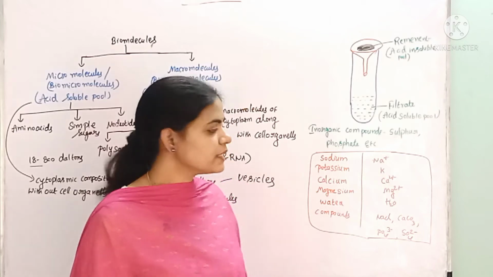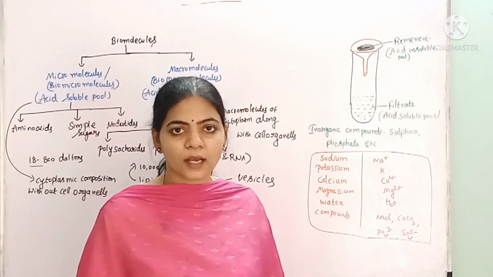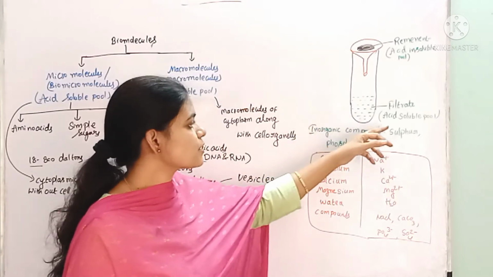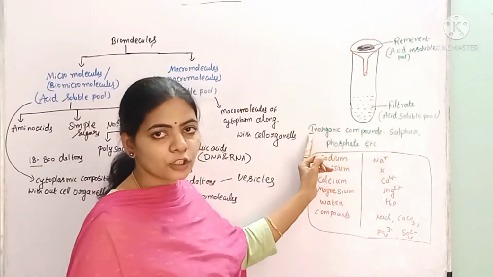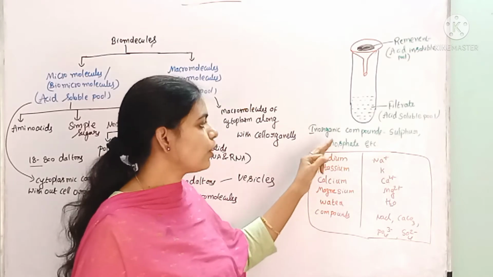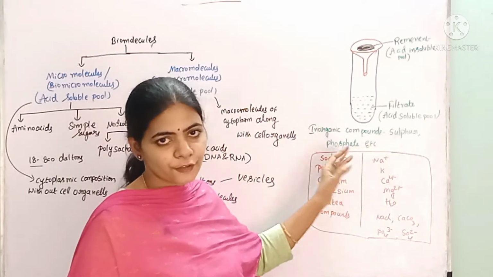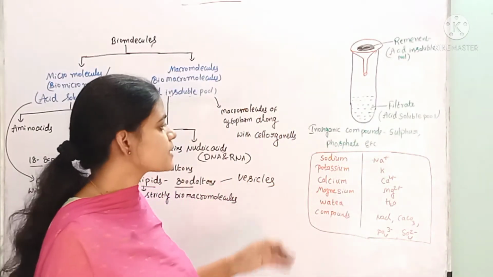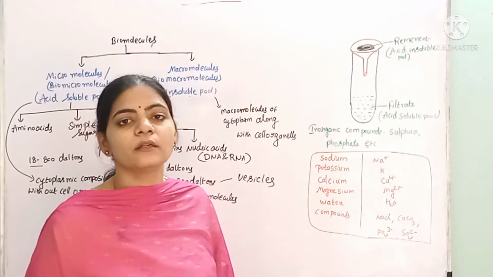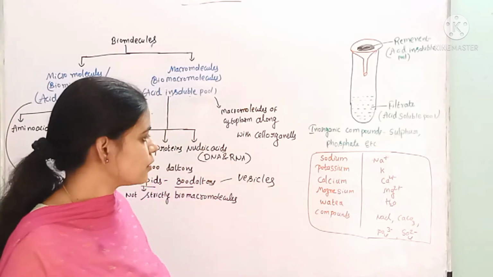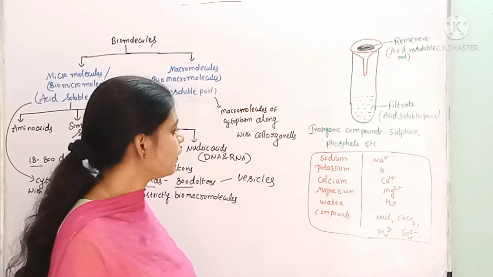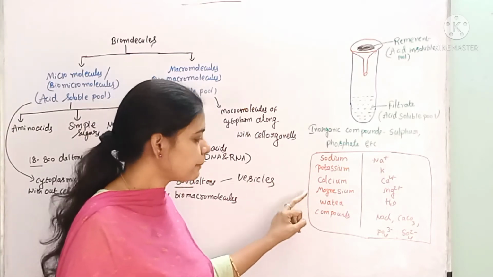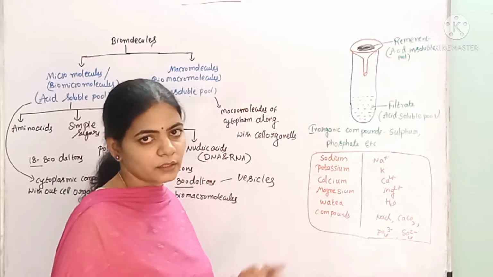So in this video we will study the inorganic compounds present in living organisms. If we observe the acid soluble pool, it consists of several inorganic compounds like sulfur, phosphate, etc. And in living organisms, not only sulfur and phosphate but some other inorganic elements are also present. What are these inorganic elements? Sodium, potassium, calcium, magnesium, water and other compounds.